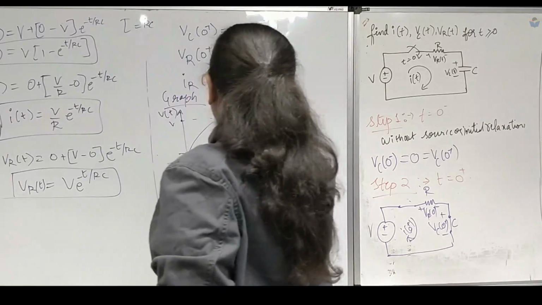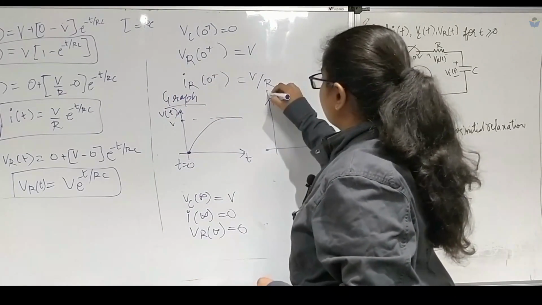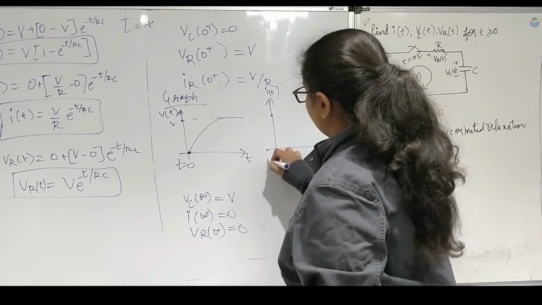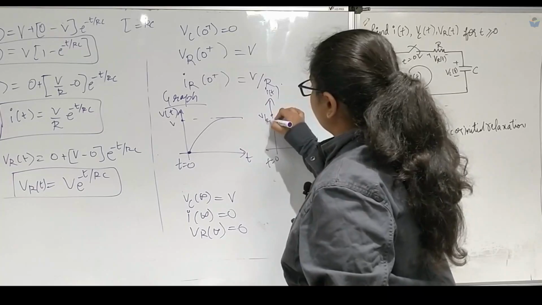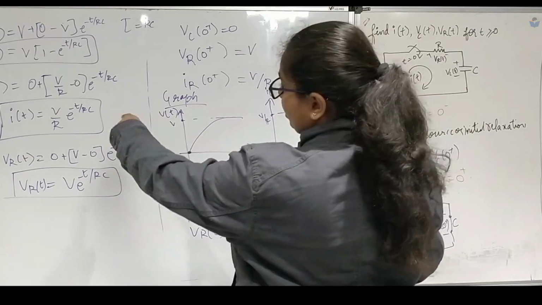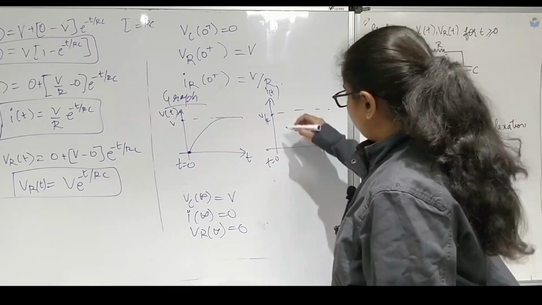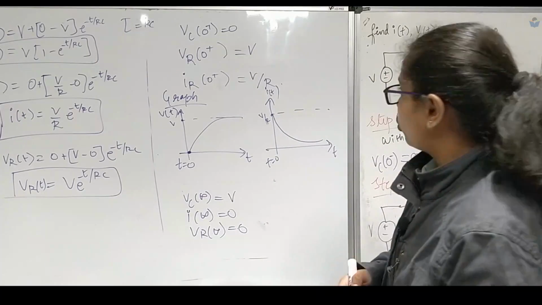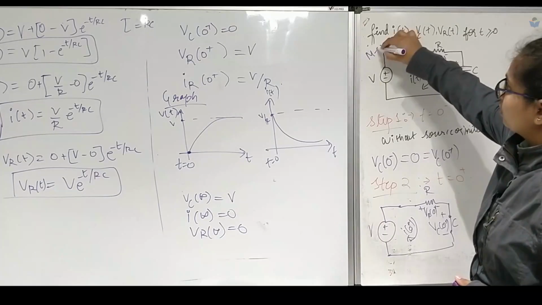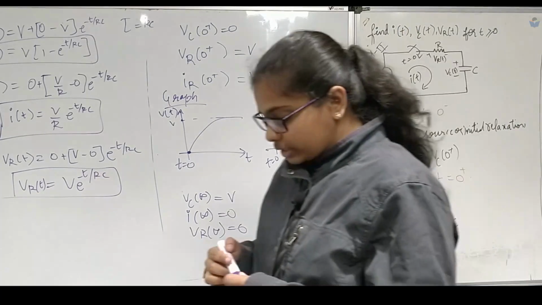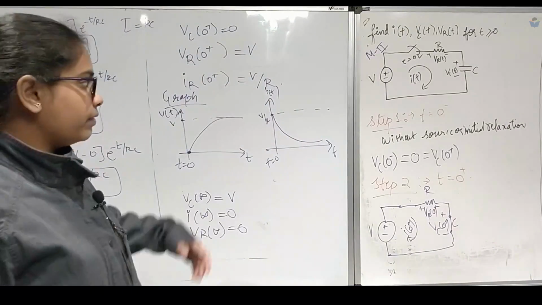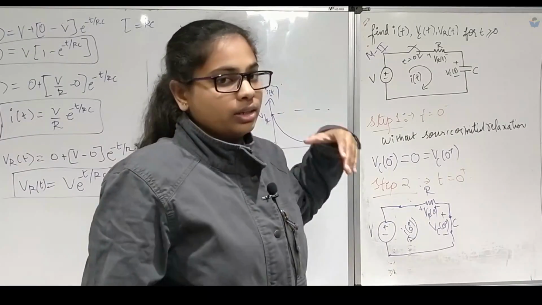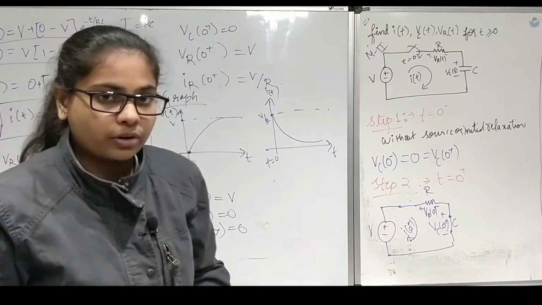Similarly for current, this is the time axis, I of t. When you put t equal to 0 you will get V by R, and put infinite it will be 0. So this will be decaying nature. Okay, so this is model 2. Next we will see model 3 and model 4. Then we can easily complete this and we will go for solving the transient analysis GATE problems. Okay, thank you.